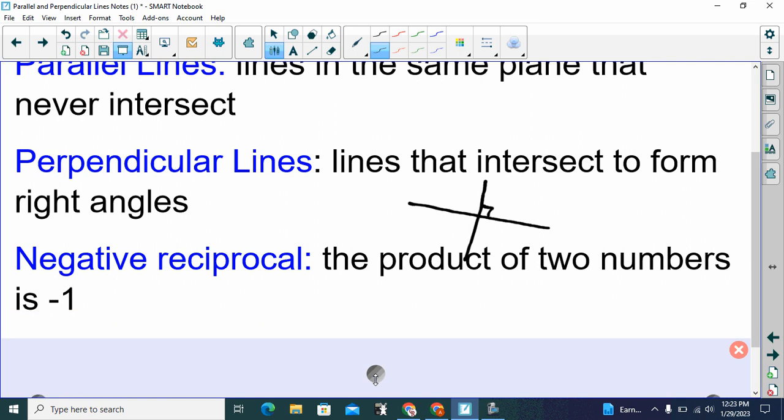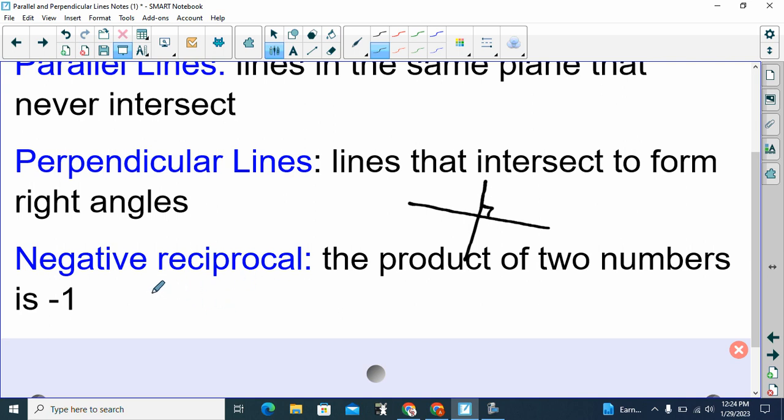We will also use the phrase negative reciprocal or opposite reciprocal. Numbers that are opposite reciprocals have a product, which means multiply, of -1. If the product of the two numbers is -1, then they would be opposite reciprocals. So to multiply things together and get a negative number, one needs to be positive and one needs to be negative. And then reciprocal is when we flip it.